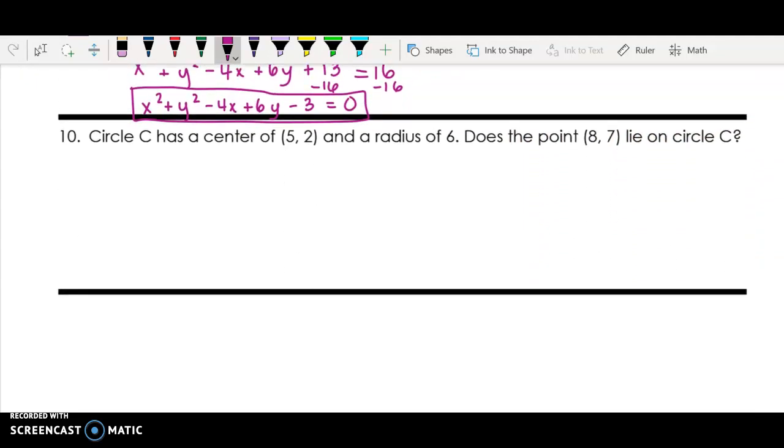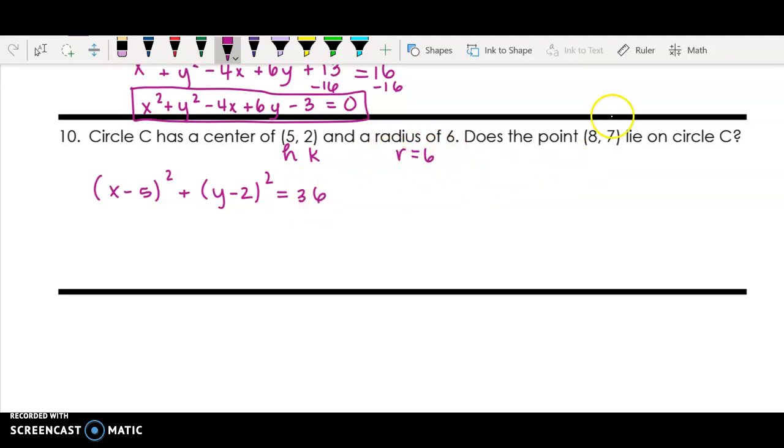Last one. Circle C has a center of (5, 2), so that's our h and our k, and a radius of 6. Does the point (8, 7) lie on circle C? What we'll do is write the equation for circle C, which will be (x minus 5) squared plus (y minus 2) squared equals r squared, which is 36.